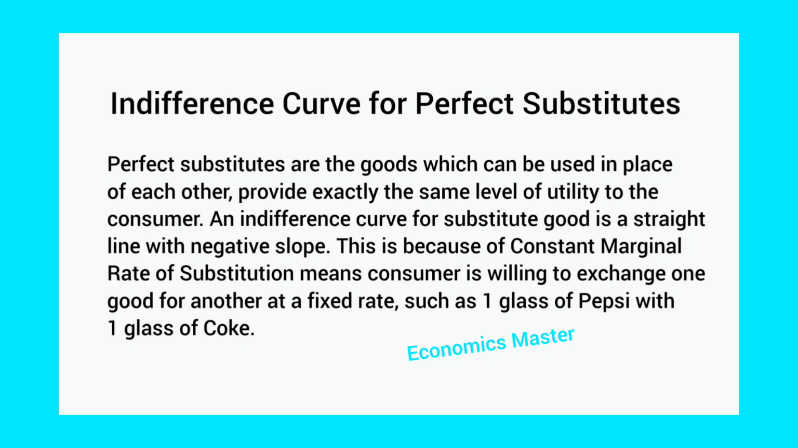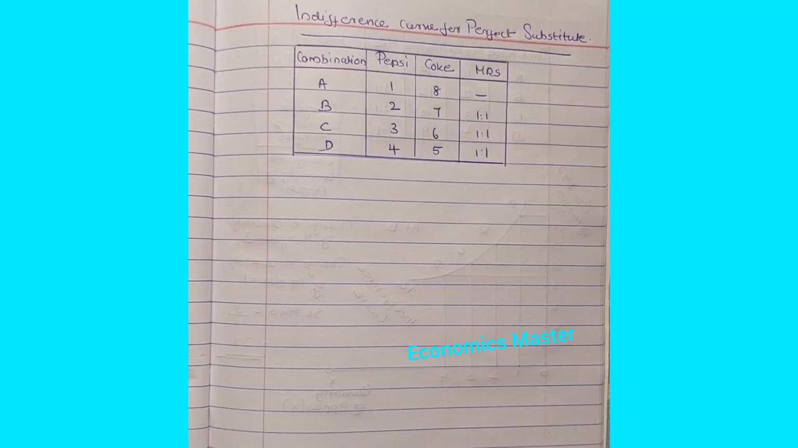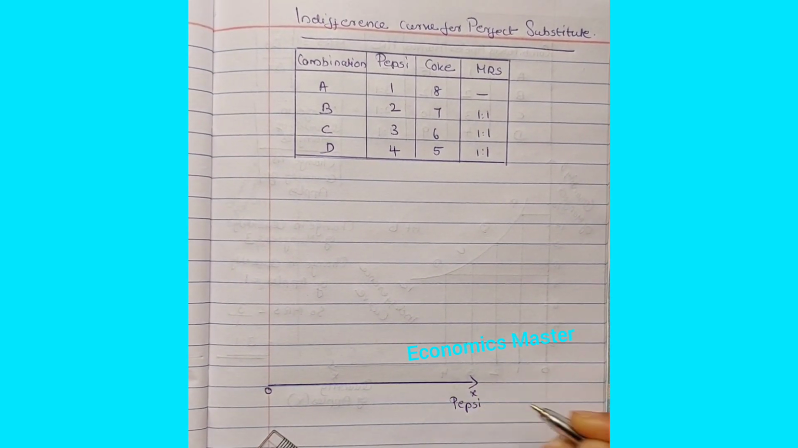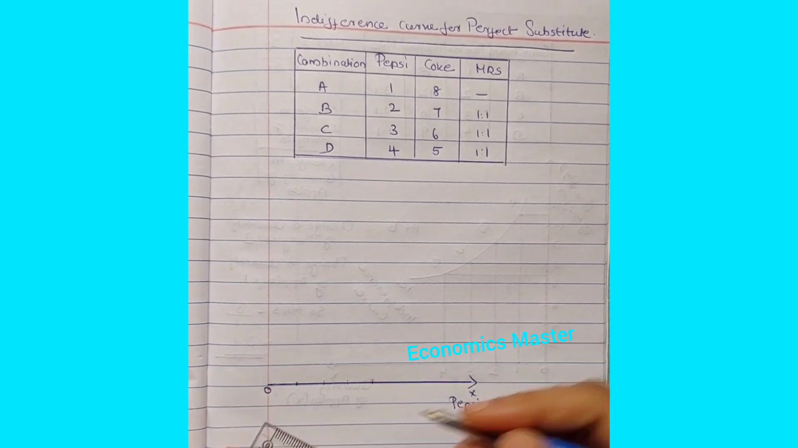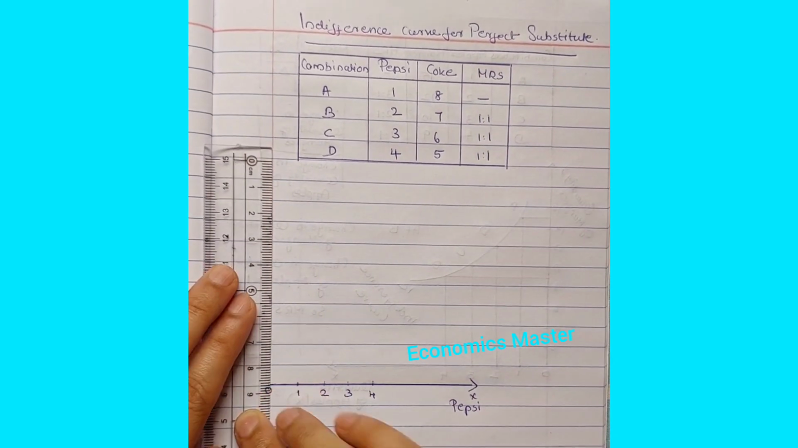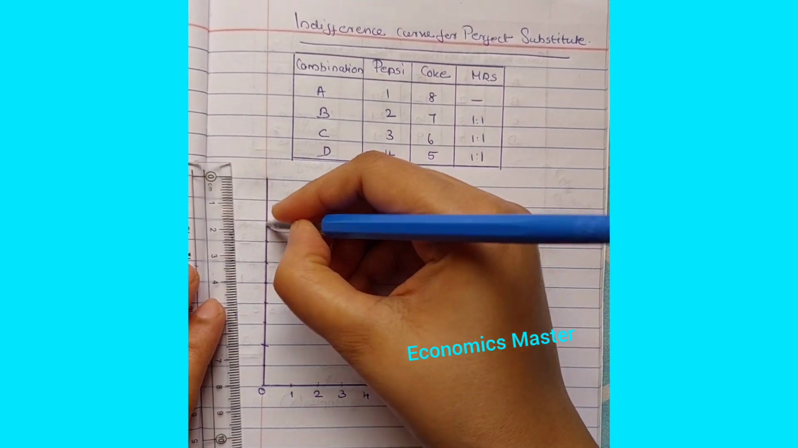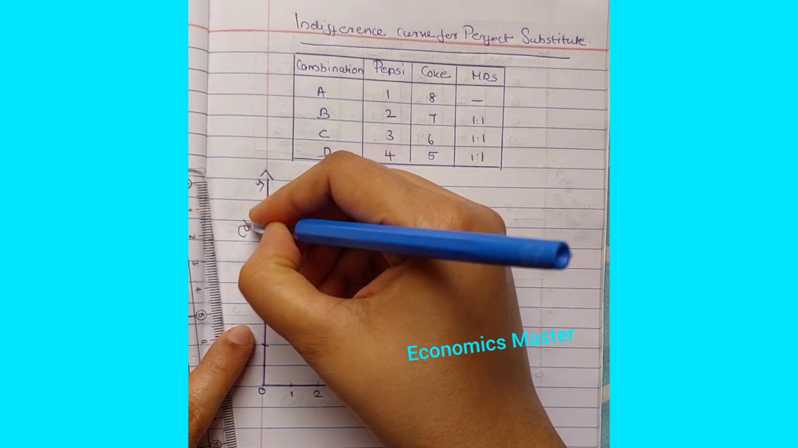MRS remains the same at all the points, which means the consumer is willing to exchange one good for another at a fixed rate. For example, 1 glass of Pepsi with 1 glass of Coke. Indifference curve for perfect substitute. First draw the x-axis, it measures the good x, here Pepsi. Then draw the y-axis. It measures the quantity of y, here Coke.